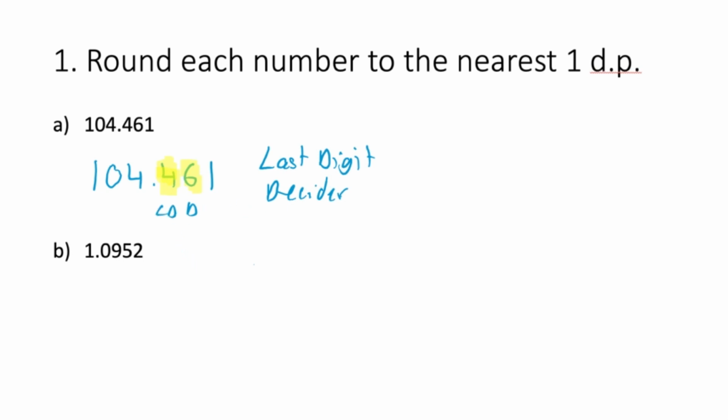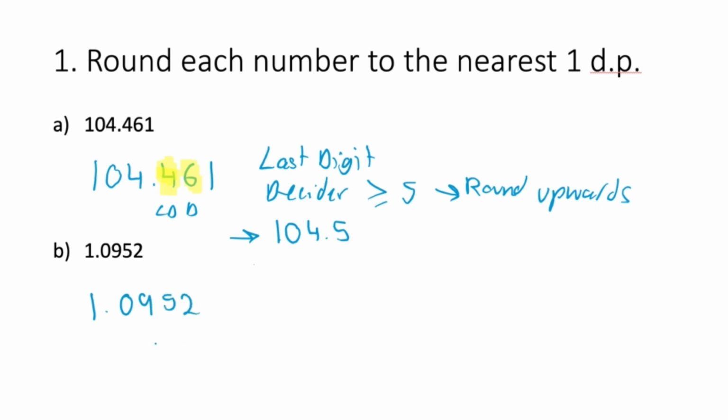If the decider is greater or equal to 5, then we round the number upwards. So in this case 6 is greater or equal to 5, so we round the last digit upwards. In this case the last digit is 4, so we round 4 upwards to 5. So the answer would be 104.5.